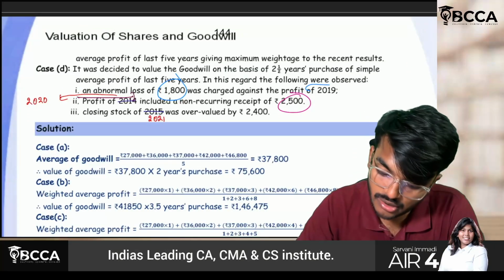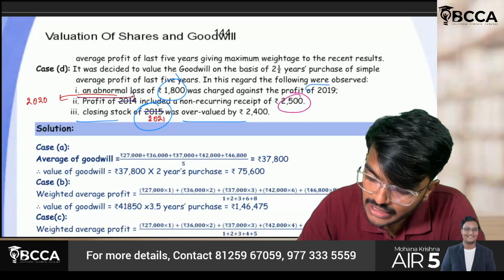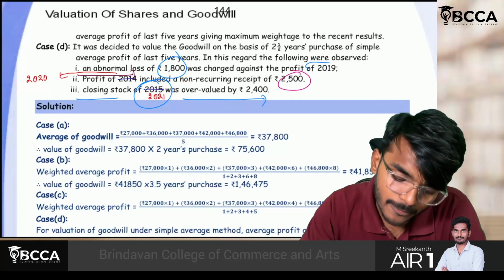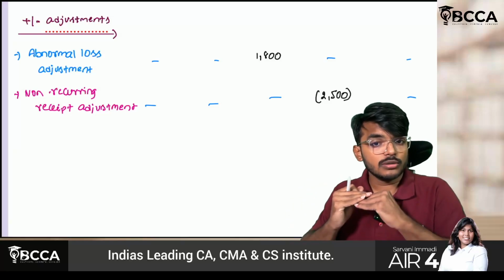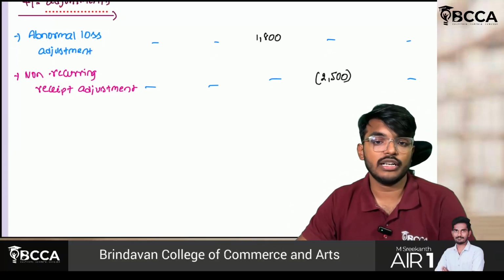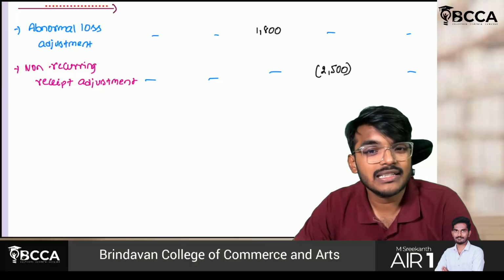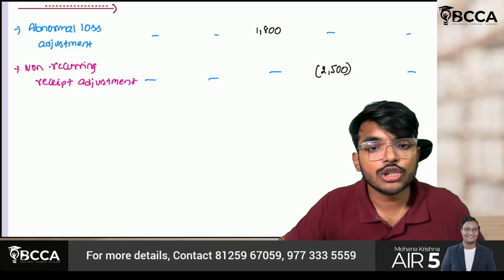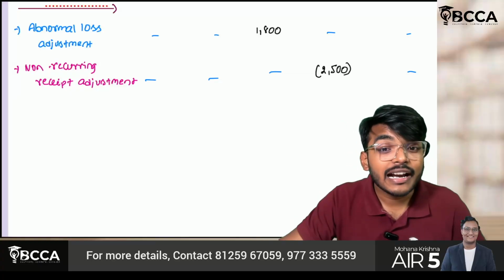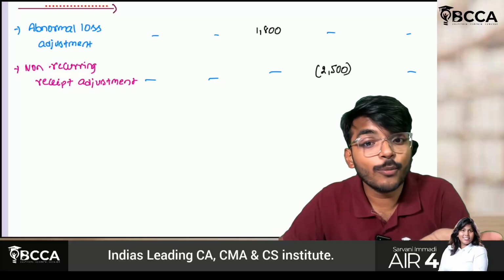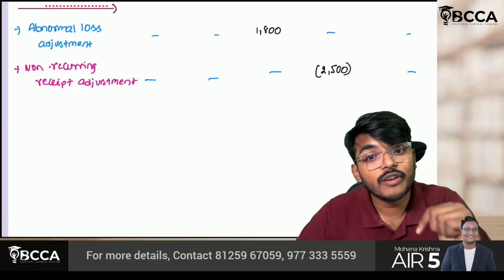Last adjustment. Closing stock of 2021 was overvalued by 2400. Sir, what is the meaning of this? My closing stock is overvalued by 2400, which means closing stock will be there on the credit side. If the credit side item is more, obviously your profit will also be more.